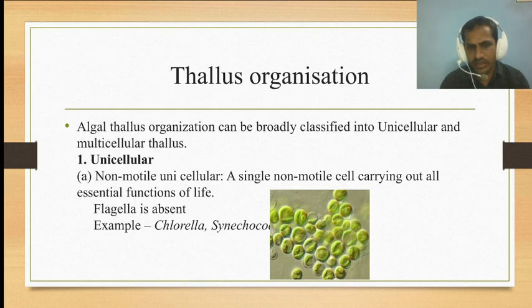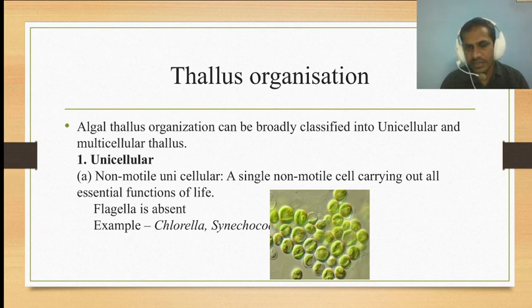So based on the thallus organization, they are divided into two categories: unicellular and multicellular. Unicellular is further divided into two categories: non-motile unicellular and motile unicellular. A single non-motile cell carries out all essential functions, for example reproduction, absorbing nutrition, the life cycle, and all other purposes. That is called non-motile unicellular.